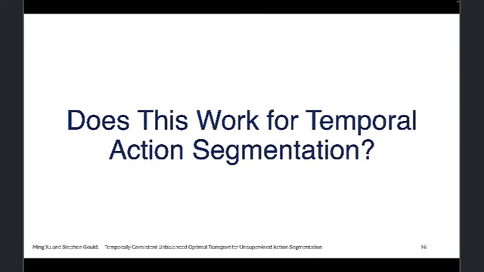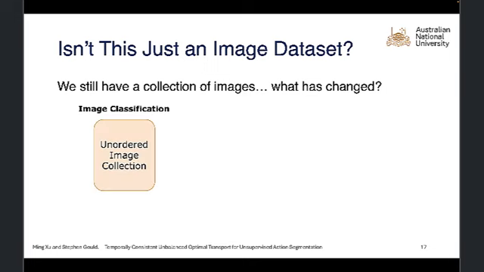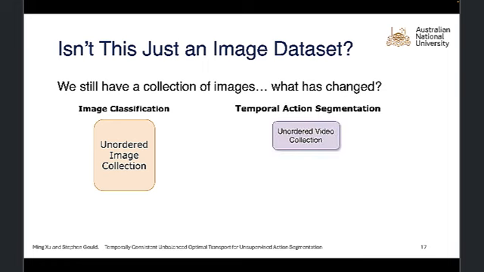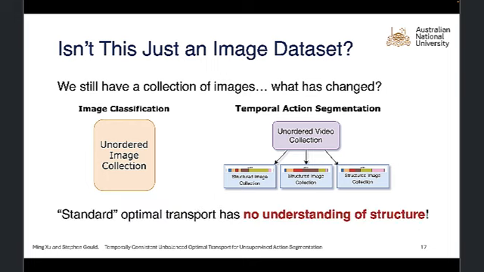Now the question is, does this work for the action segmentation task with videos? Now, really, we actually just have an image dataset, right? The images come from videos, but they're still images. But what has changed? Well, before we had this unordered image collection in the image classification setting. For videos, we actually have this unordered collection of videos. But each video has structure. It's a structured collection of images.